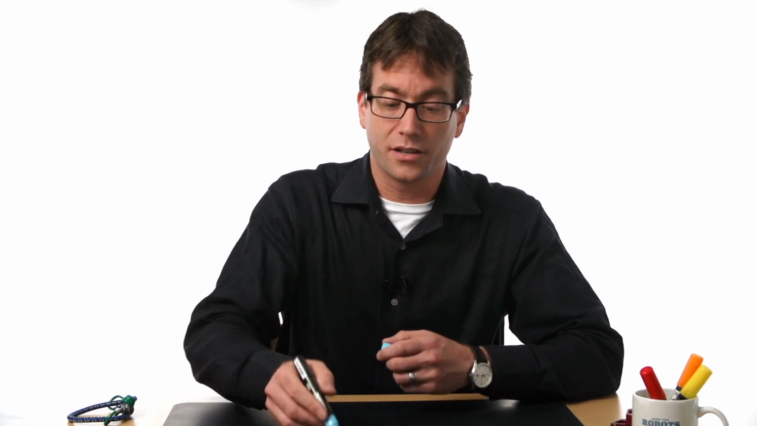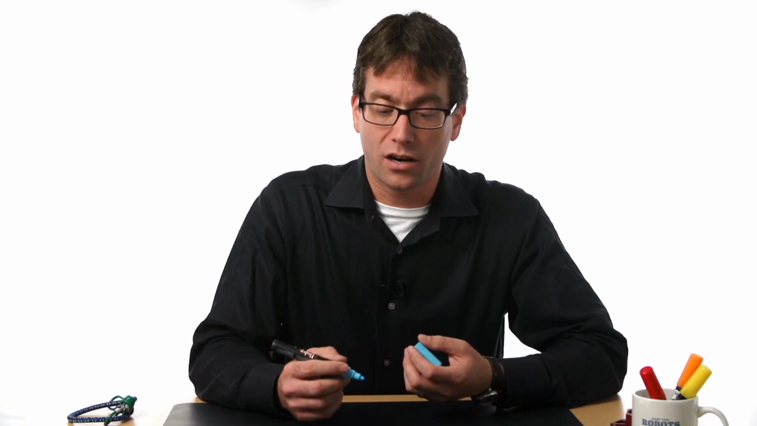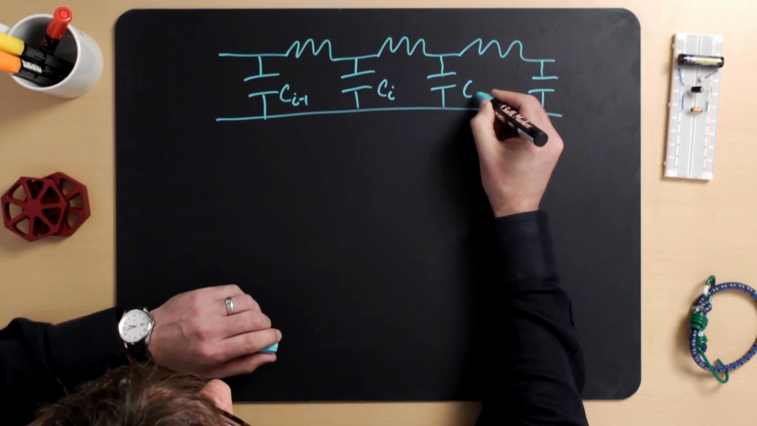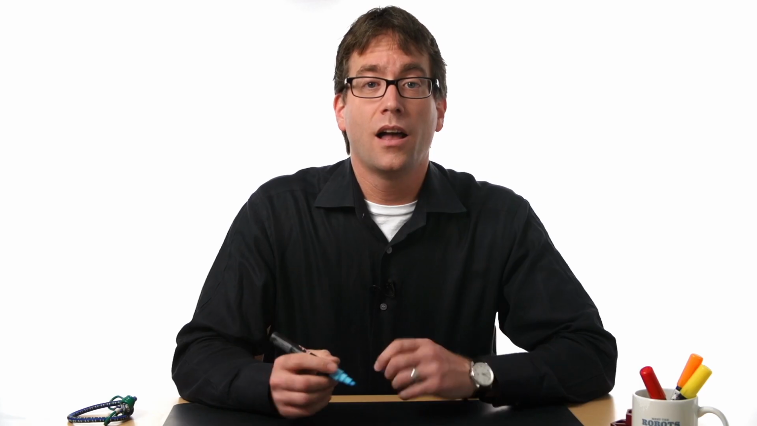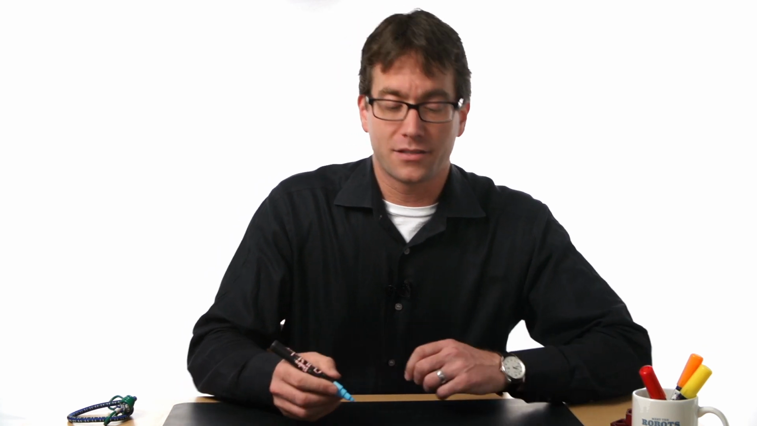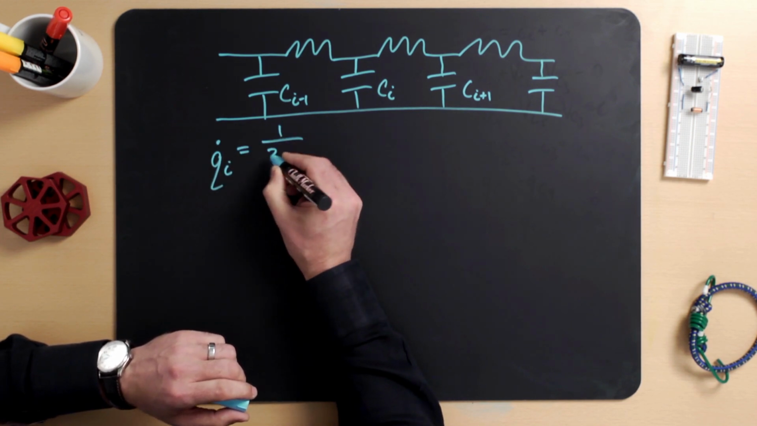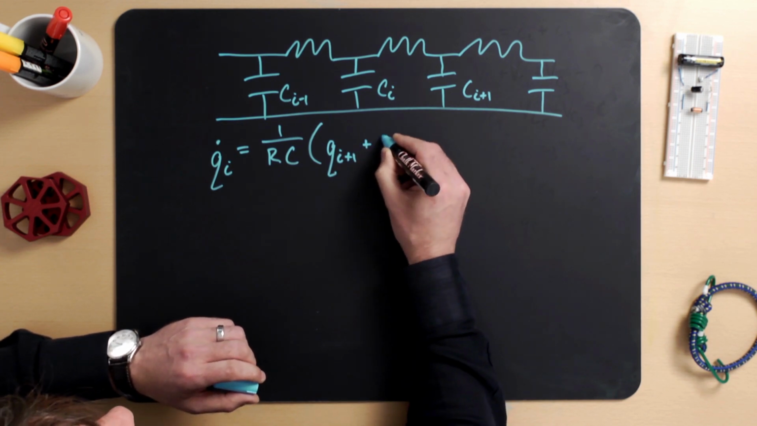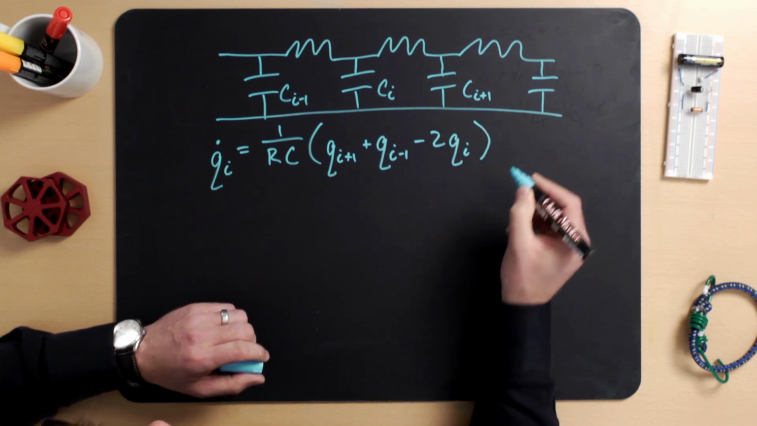The circuit has lots of repeating elements, each of which has a capacitor and a resistor in a loop. All of the capacitors have capacitance C, and all of the resistors have resistance R. And I'm going to mark in Ci-1, Ci, and Ci+1 so that we know which capacitor we're talking about. The equation that we get for the charge on each capacitor is Qi dot is equal to 1 over RC times Qi+1 plus Qi-1 minus 2 Qi.